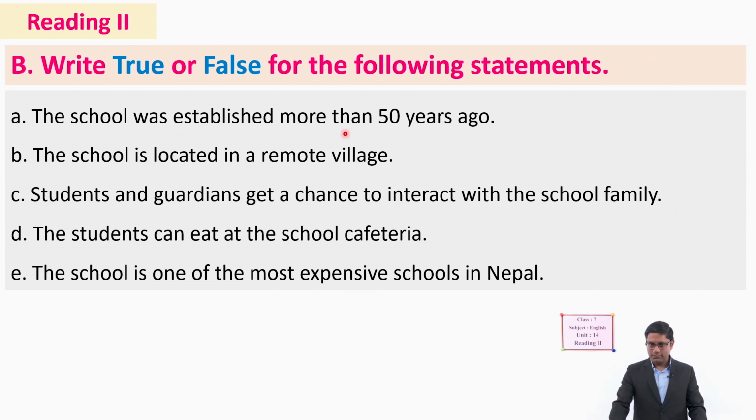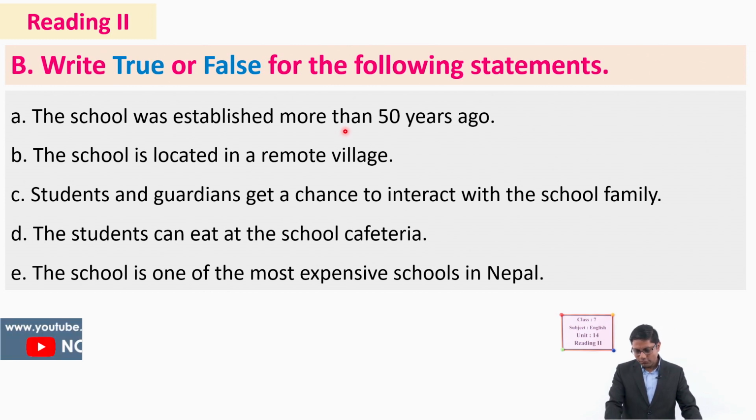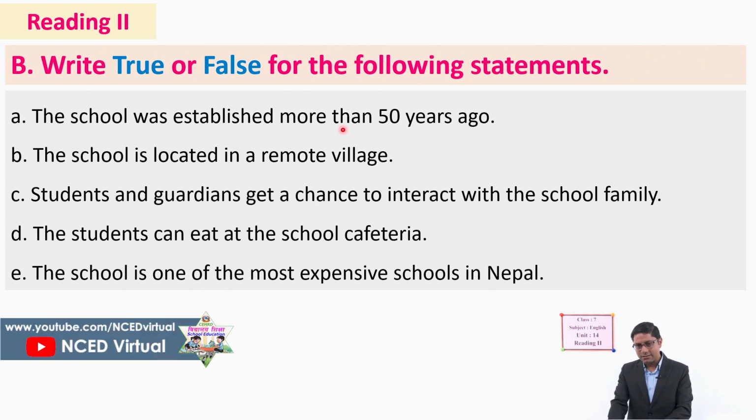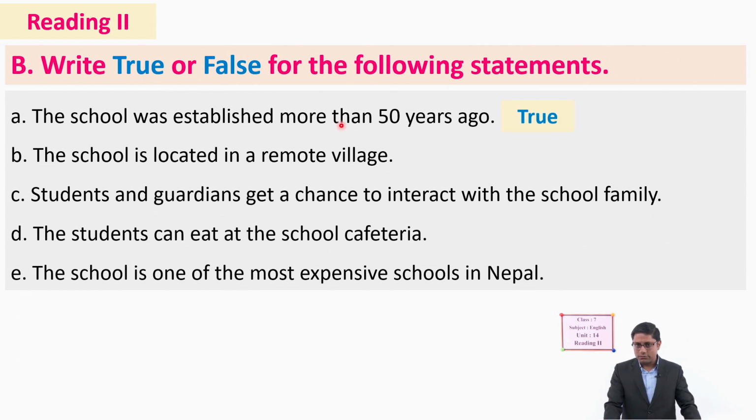Can you say? Okay, so it's true. Can you say why? Okay, in the introduction section, you can see the school was established in 2018 BS. That's why 2018 means now 2079. So, it's already more than 50 years. So, it's a true statement. Look at next, B. The school is located in a remote village.